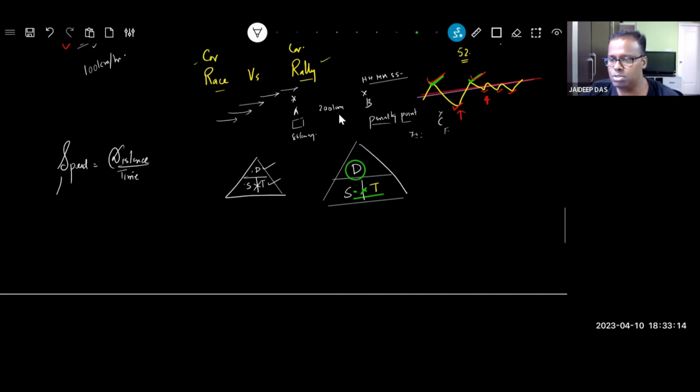What should we remember? Speed is a scalar quantity, because distance is also a scalar quantity. And there are two types of speeds. One is known as instantaneous speed and one is known as average speed. Clear or not? Any doubt up till here? I'm not getting questions from you all. That means you all have understood everything. Okay.